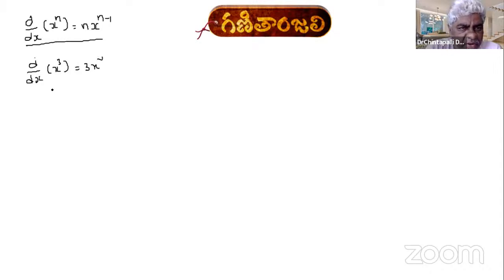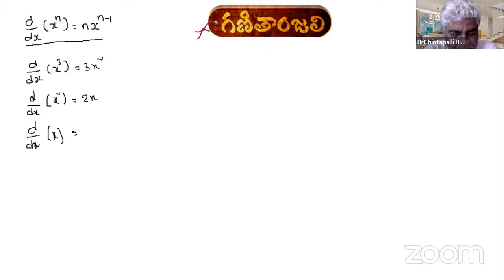Next, derivative of x square is equal to 2x. Derivative of x is equal to 1. Yes, as you said, it is 1. I agree. How is derivative of x equal to 1?